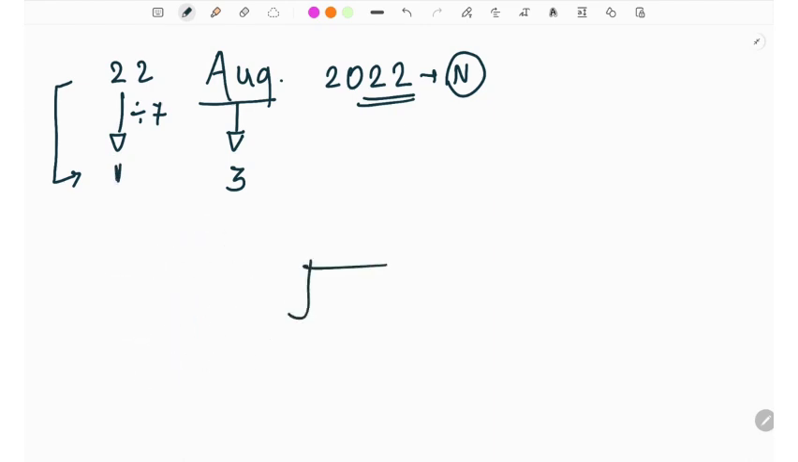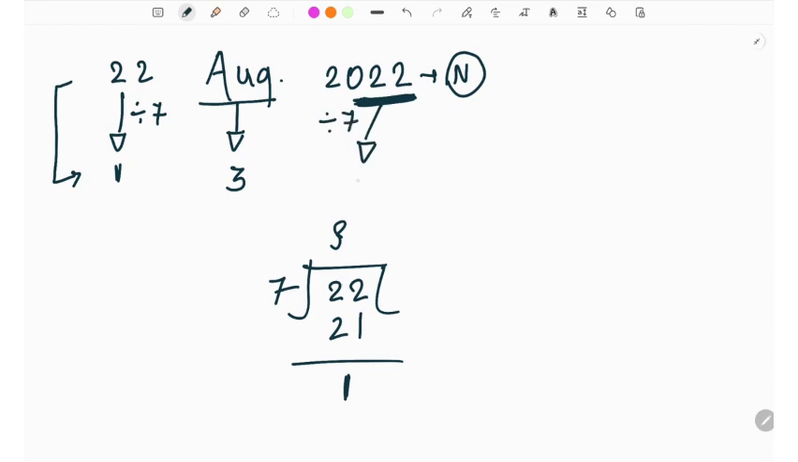Now again divide the given year's last 2 digits, 22, by 7. Again consider the remainder. So 7 3s are 21. So 22 minus 21 will give me 1. Again the remainder here is 1.